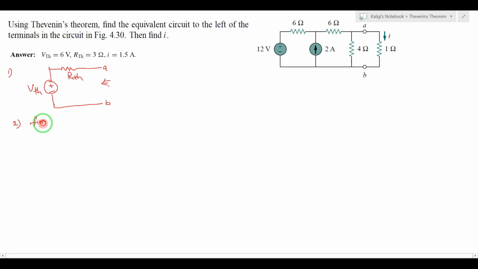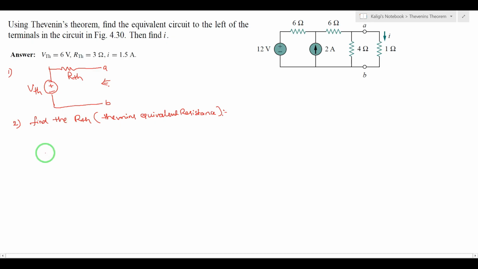First find the RTH. RTH means Thevenin's equivalent resistance. Okay, this is the Thevenin's equivalent resistance, that is RTH. Now we will see how to find RTH. For this we have to redraw the given circuit by replacing the sources with their internal resistance.